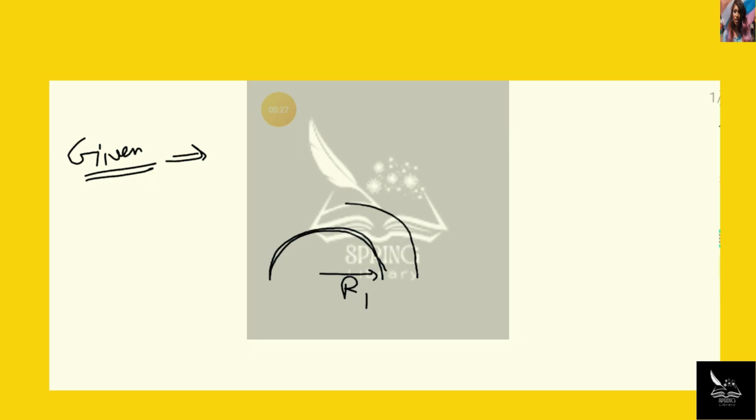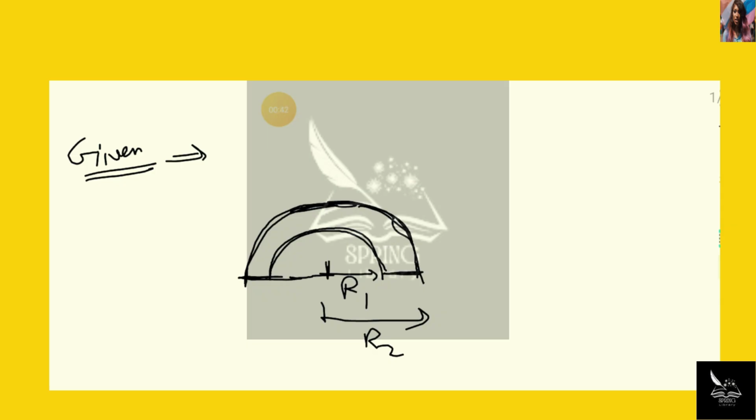In this question, the given data is a figure, so I will draw this figure. In this figure there are two semicircular bodies. The first semicircular body has radius r1, and the second semicircular body has radius r2. So this figure is given.